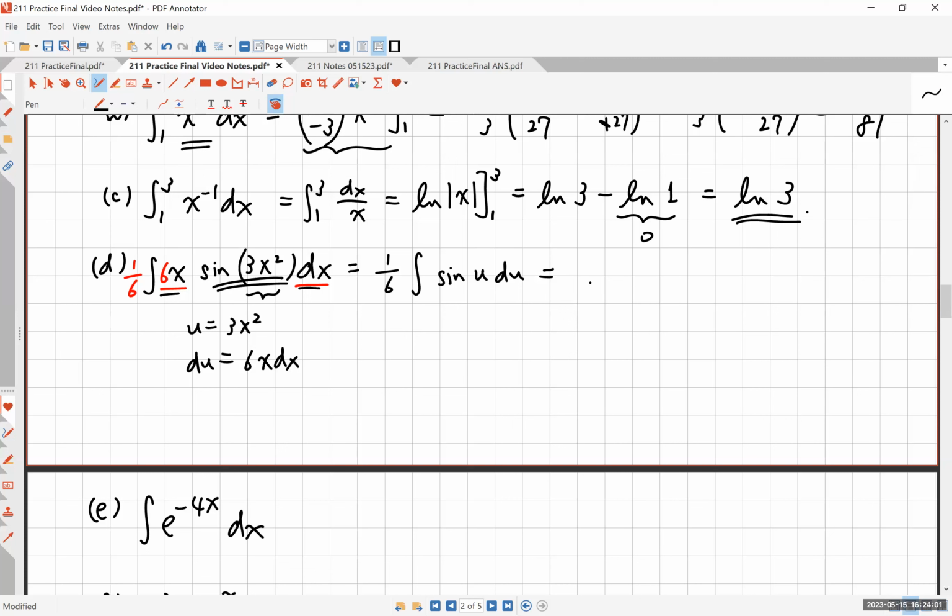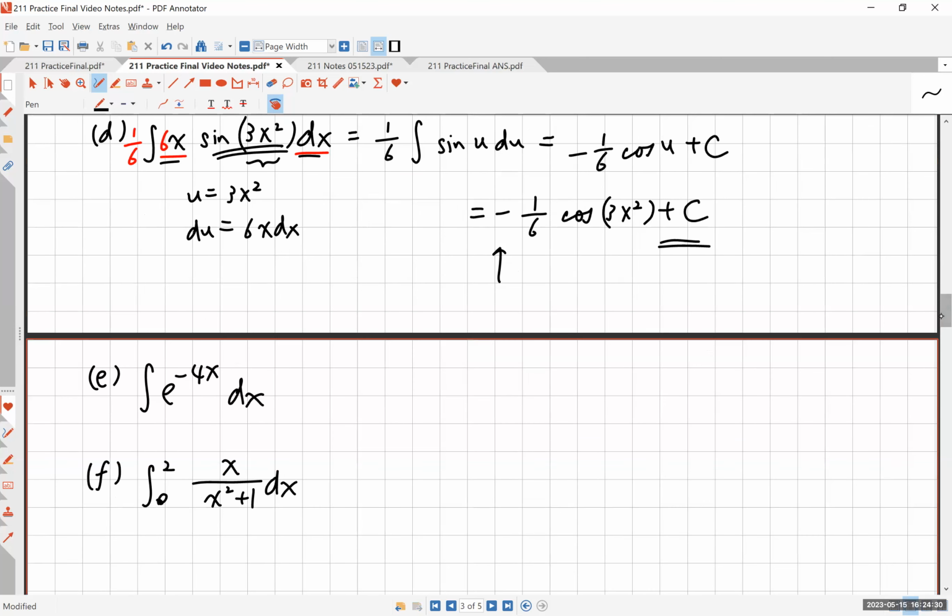So what's the antiderivative of sine of u? That's going to be the negative cosine of u, right? So I'm going to put a negative sign here, and then cosine of u plus c. Don't forget that plus c. So the answer is negative 1/6 cosine of 3x squared plus c. Make sure you have this plus c, and make sure you have the negative sign out here, because that is your answer, right? So you have to make sure of these details.